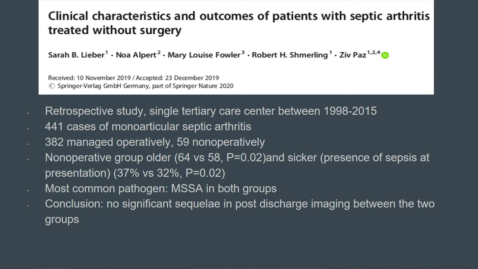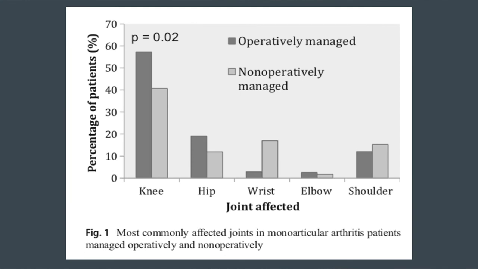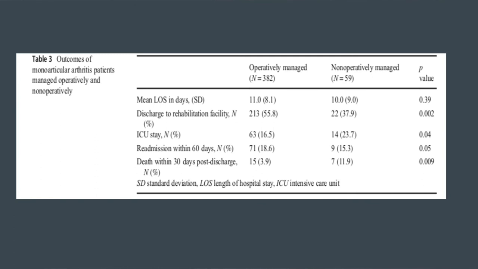And they broke it down by the joints. You can see the population that mostly received surgery was the knee joint, and then the hips, and the wrist were managed more non-operatively. And the shoulders were about the same. And then they looked at the outcome in these patients. As you can see, about the same length of stay, but for the surgical patients, about 55% versus 37% of those were discharged to a rehab facility.